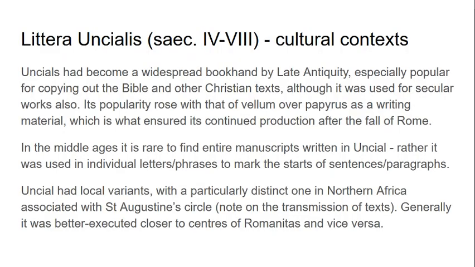Cultural context. There we go, I included a slide for it. So uncials had become a widespread bookhand by late antiquity, and they were especially popular for copying out the Bible and other Christian texts, but it was also used for secular writings. And its popularity arose at the same time that vellum, so parchment animal skins, started to be used as the main writing material over papyrus.